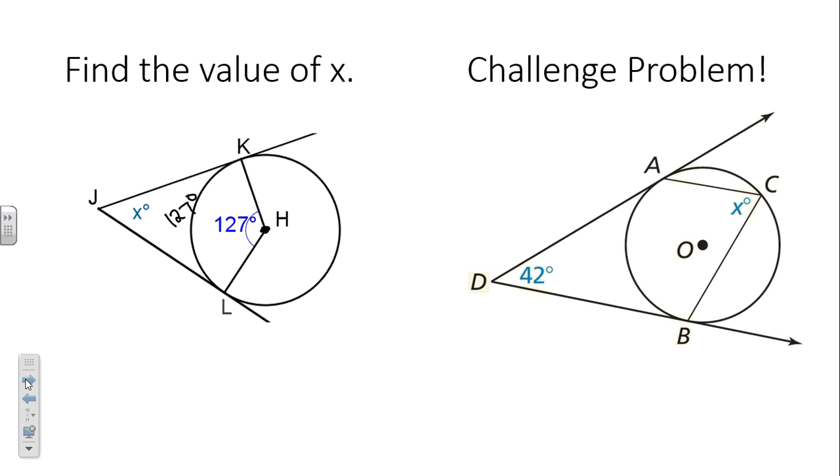So if this is 127, how much is this major arc? 233. How did you get that? Exactly. Now can we figure out what the measure of angle x is? It's outside, so we subtract and divide by 2. 233 minus 127. And we get 106. And 106 divided by 2 is 53.